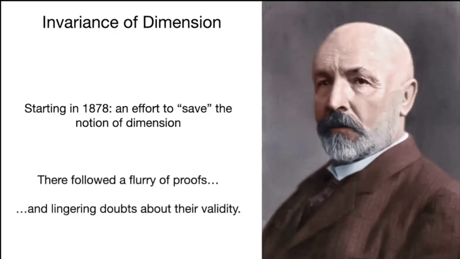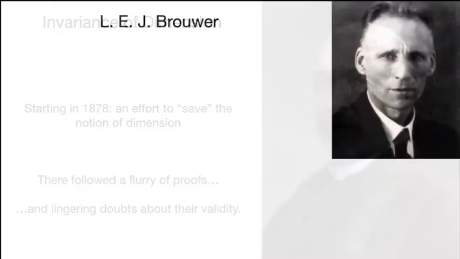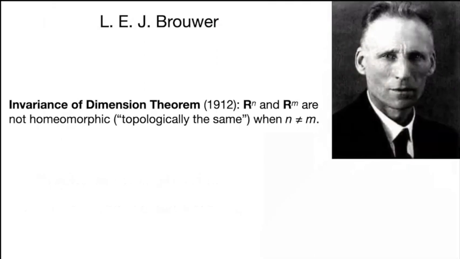And in the next few decades, there were proofs and people had doubts about these proofs. It was not clear whether dimension was a real thing or not. And this finally was resolved in 1912 by a mathematician named Brouwer. I'm looking at the time here. Maybe I won't say too much about this, but Brouwer proved what's called the invariance of dimension theorem, that R^n and R^m, so n-dimensional space and m-dimensional space, are not topologically the same when n is different from m.